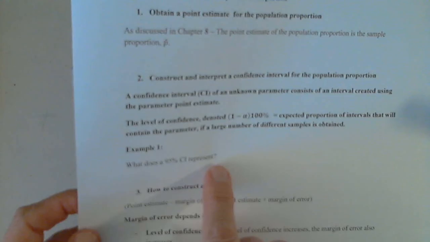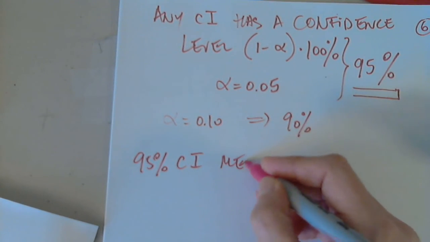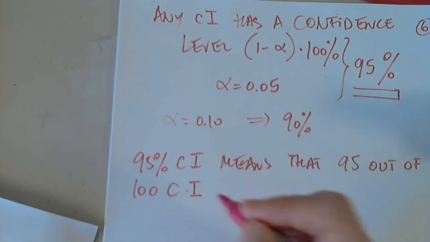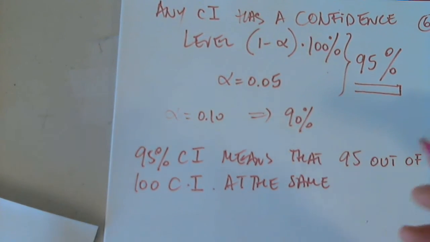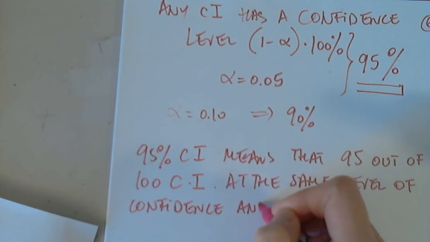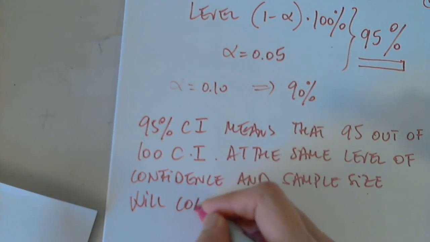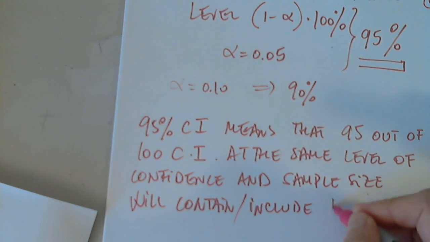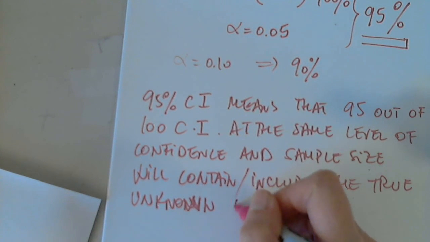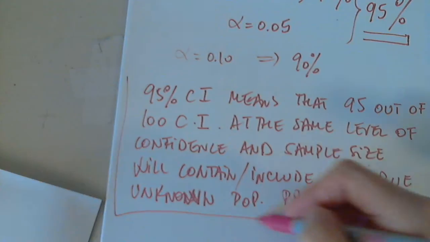So what does a 95% confidence interval represent? I'm going to put it in writing. A 95% confidence interval means that 95 out of 100 confidence intervals at the same confidence level or level of confidence and sample size, of course, will include the true, unknown population proportion or parameter. So that's what the 95% confidence interval means.